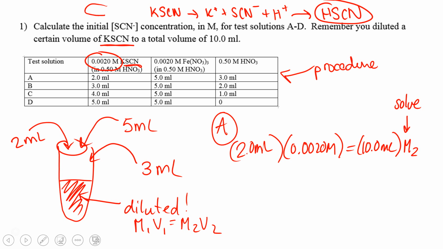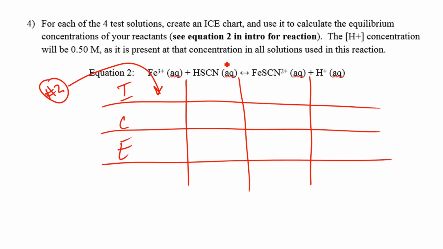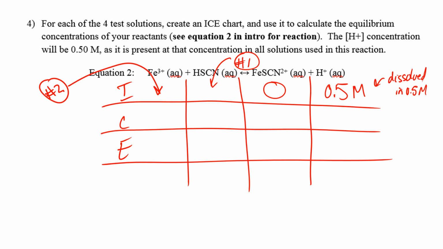So the takeaway is that the value that goes in here is the value you calculated in number 1, your concentration of HSCN. Initially, we had no product, and then your H+ ion concentration is 0.5 molar. Why? Because if you take a look back at our ingredients, everything was dissolved in 0.5 molar nitric acid. So H+ concentration is 0.5 molar.